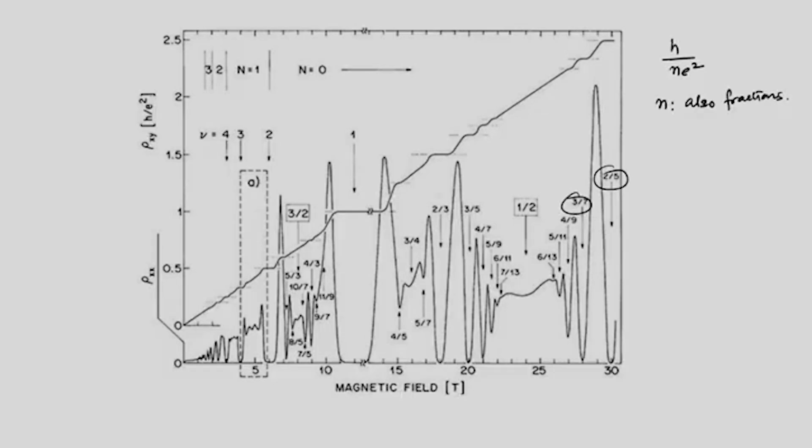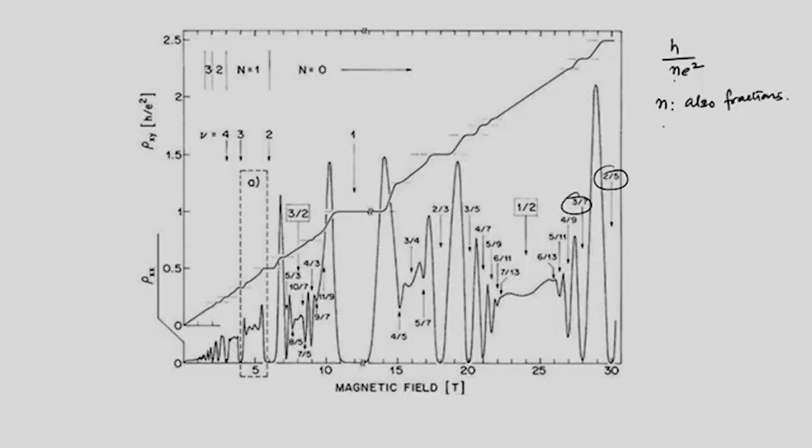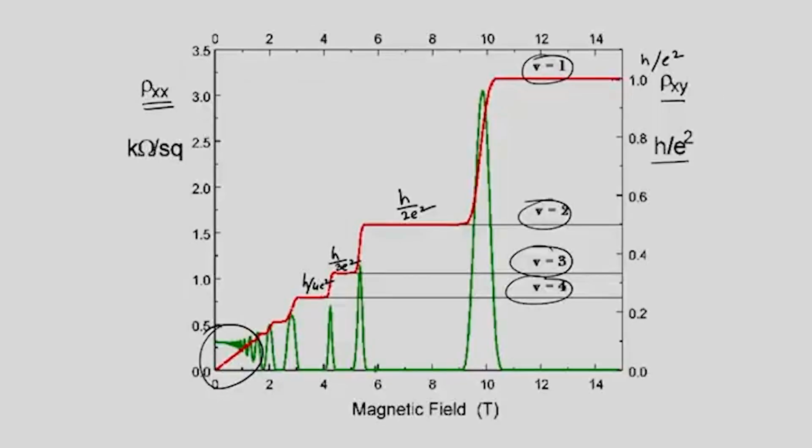However, the physics of the integer quantum Hall effect, when n is an integer, and when n is not an integer and is a fraction, is very different. This is called the fractional quantum Hall effect, and the one that you saw here is called the integer quantum Hall effect. We'll mostly talk about the integer quantum Hall effect, but also we'll touch upon the fractional quantum Hall effect.